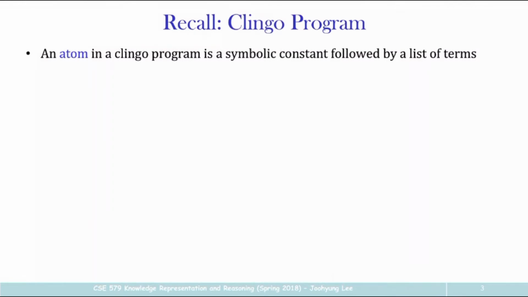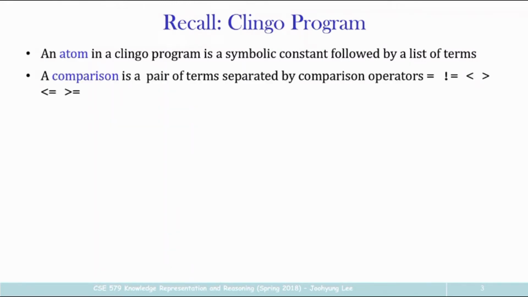An atom is the minimal, smallest unit that we can assign the meaning of true and false. So in the terminology of Clingo, an atom is a symbolic constant followed by a list of terms. We also allow another kind of atomic formula, which is a comparison. Although this is actually allowed in first order logic, in Clingo we make it more explicit. So what is a comparison? A comparison is a relation between two terms. So it can be equality or inequality or less than or greater than. So these are the comparisons.